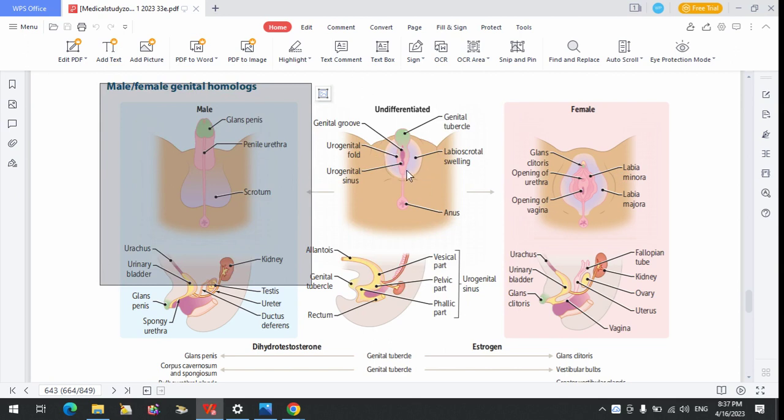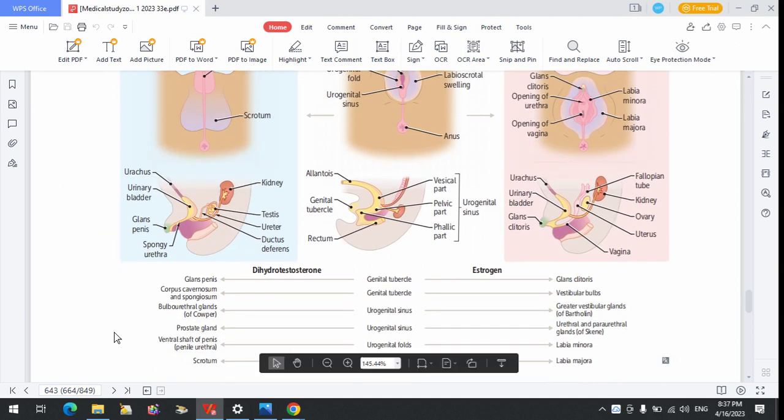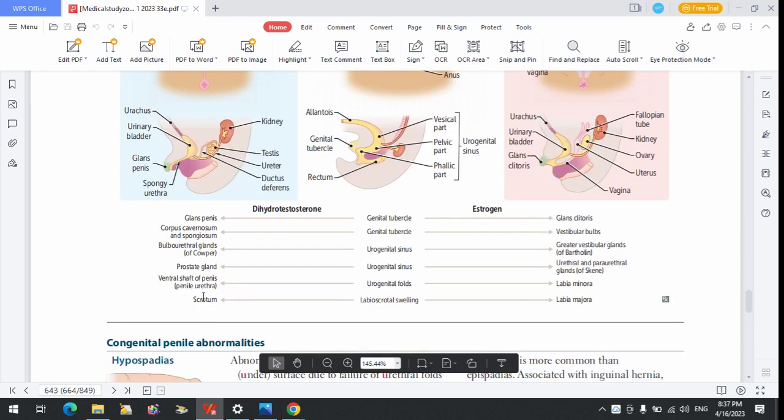The next thing is to look at the sinus, because the fold closes over the sinus. The sinus is an opening that forms a cavity that forms some glands. What are the glands in males? The prostate and the bulbourethral glands. What are the glands in females? The greater vestibular gland, as well as... I'm sorry, I should be showing you guys just below. So you can see the derivatives of the urogenital sinus: the bulbourethral glands and the prostate itself. In females, the greater vestibular glands, the urethral and the paraurethral glands.